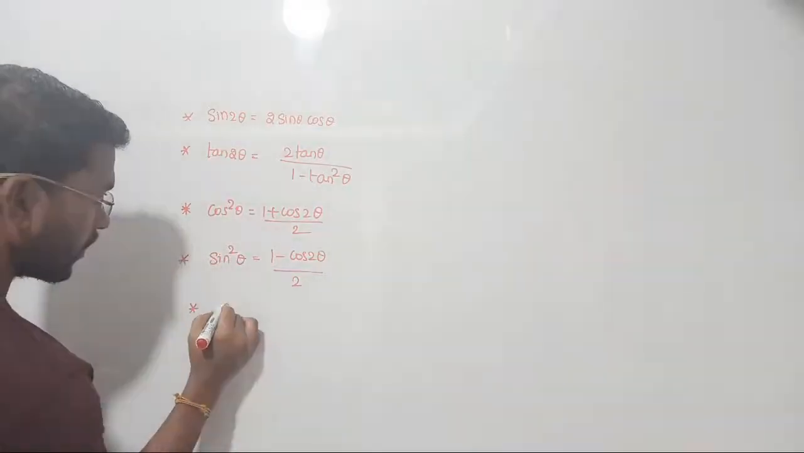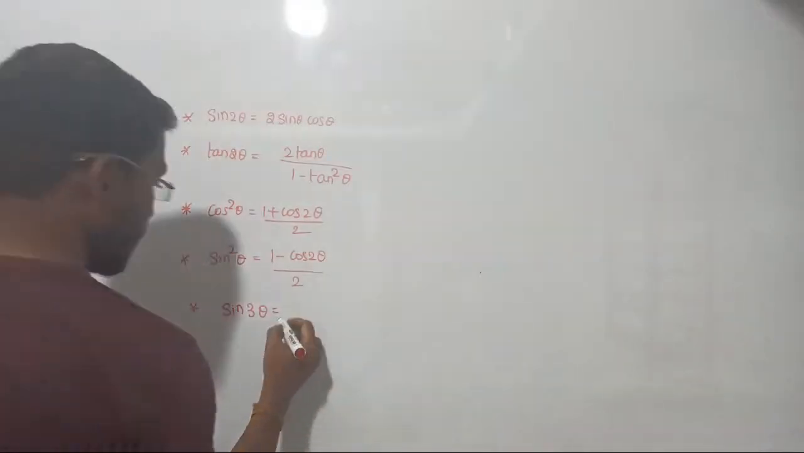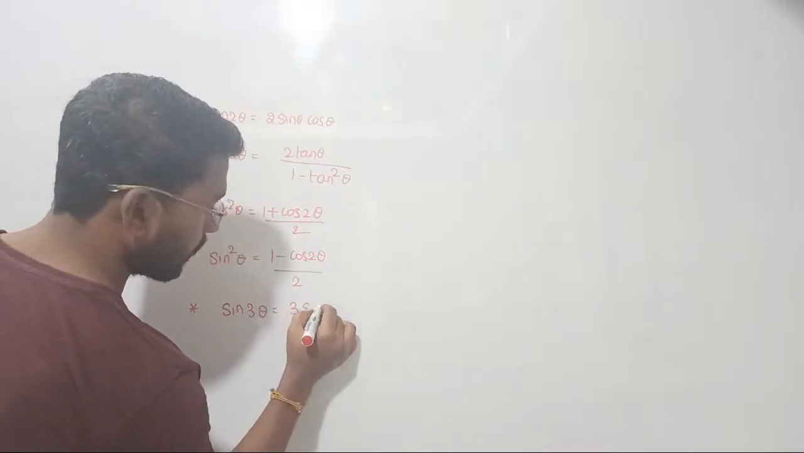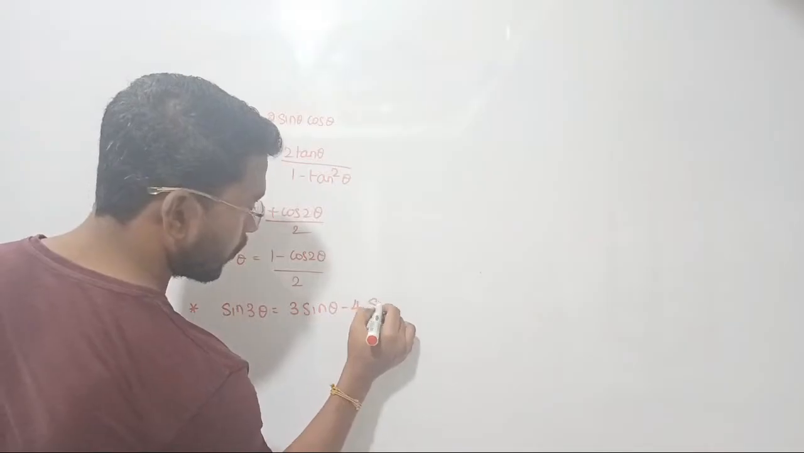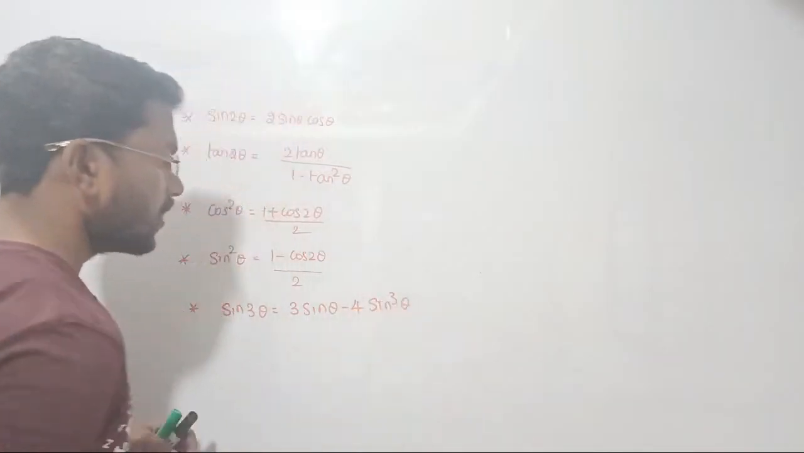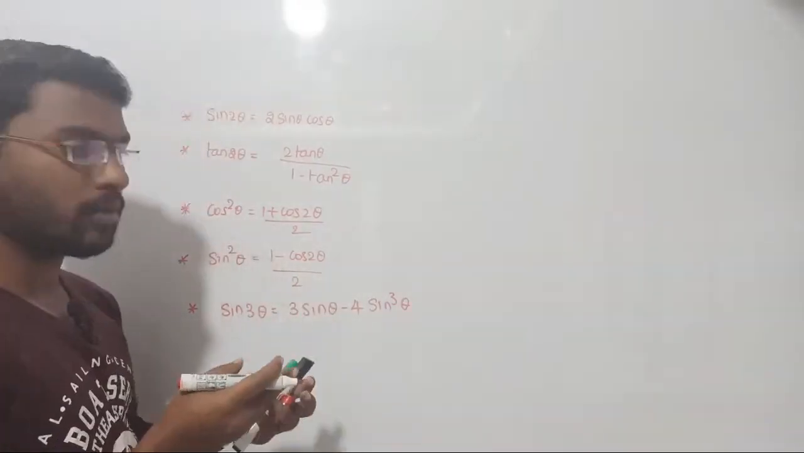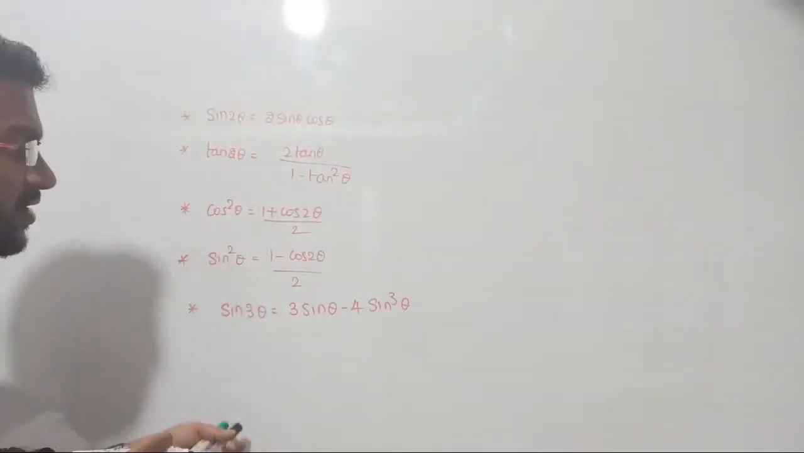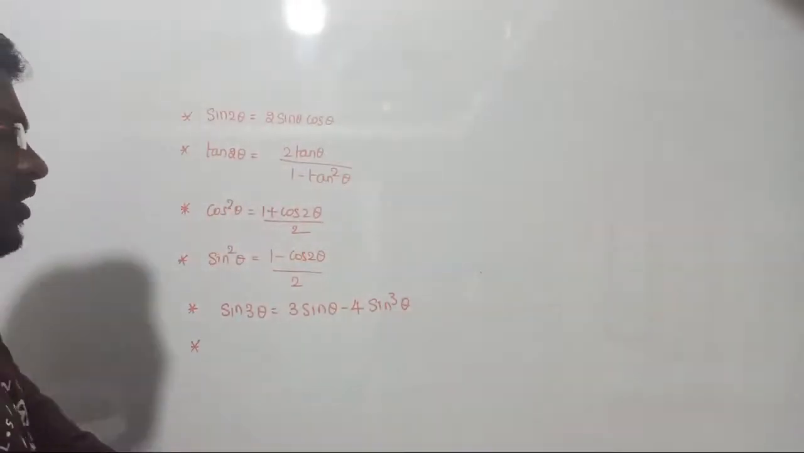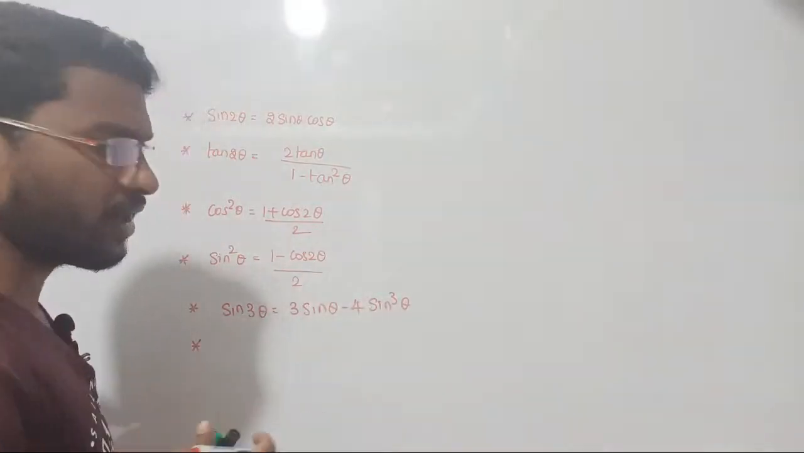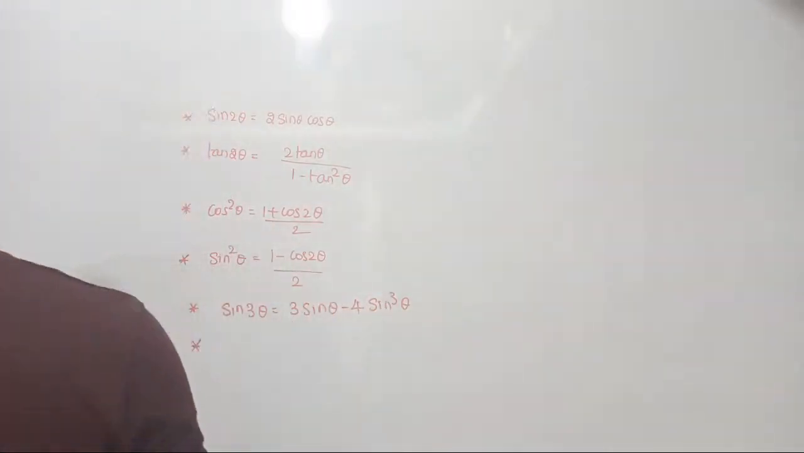Next, sine 3 theta. So sine 3 theta is equal to 3 sine theta minus 4 sine cube theta. While solving problems, sometimes you may face complicated questions. If you remember these things, then you can avoid mistakes. That's why I'm giving these. I too don't remember these while writing, but just before going to the exam, refresh it once. That's enough.